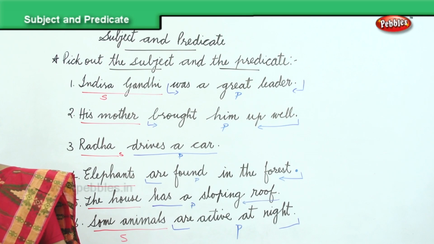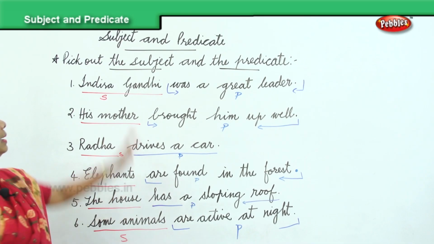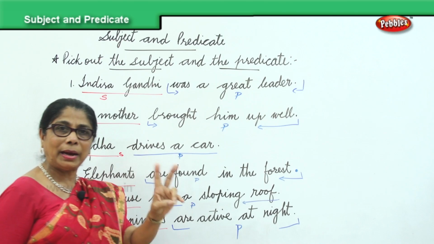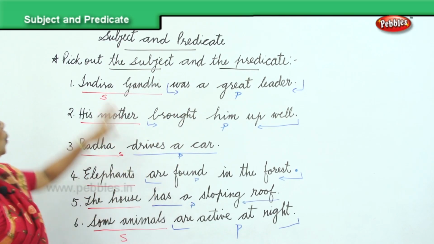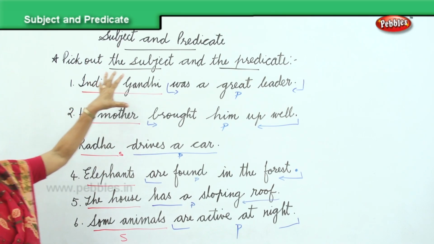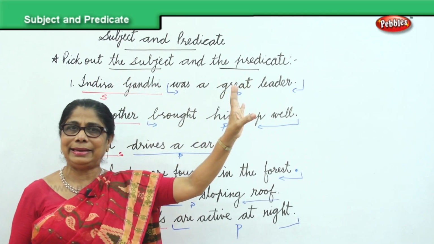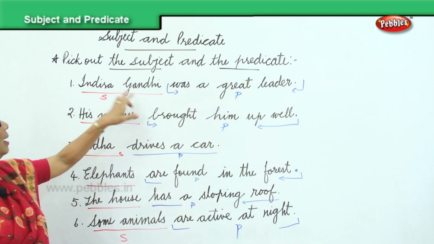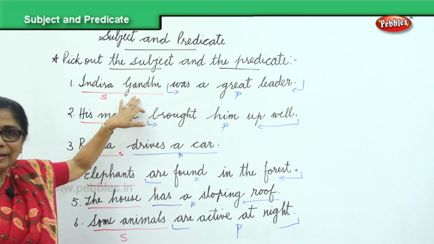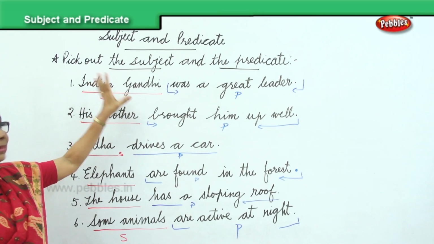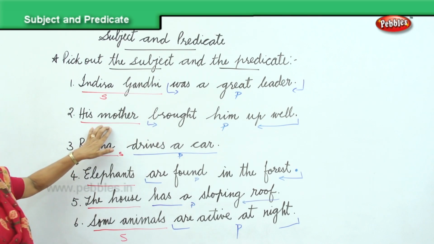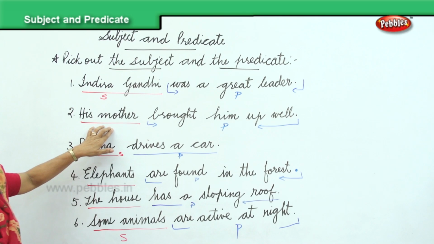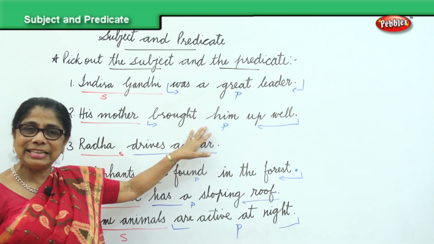What did we learn today? We learned that a sentence has 2 parts, a subject and a predicate. And here what are we doing in this exercise? We are picking out the subject and we are picking out the predicate and writing it down. The first sentence, Indira Gandhi was a great leader. The subject is Indira Gandhi and then was a great leader. That is the predicate. Next we have, his mother brought him up well. His mother is the subject. Brought him up well. That's the predicate.